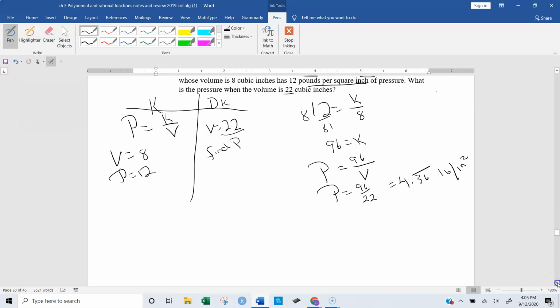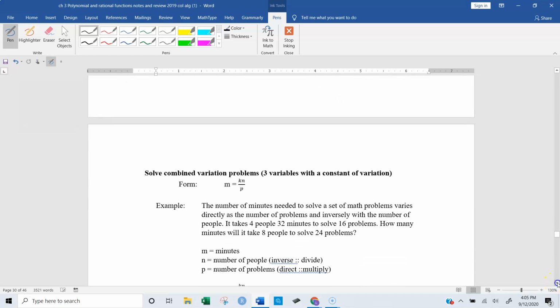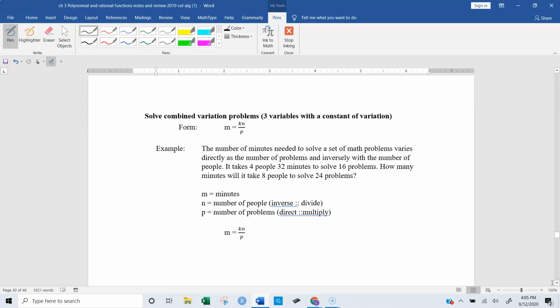Okay, next. Hope you're getting your labels correct. Okay, this one is a both. You got to read carefully when you're doing this. And this, by the way, is wrong. Number of, this should say problems. And P should be number of people.